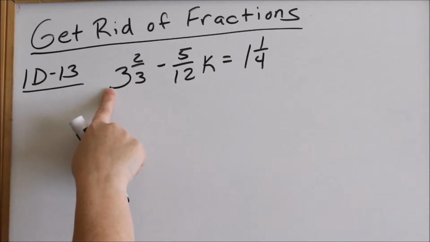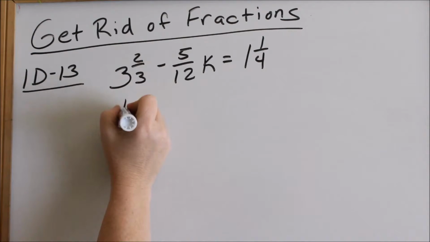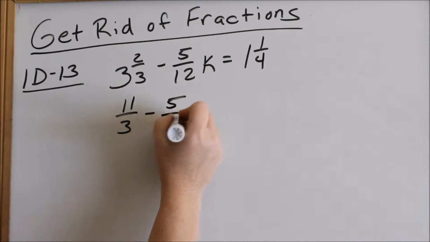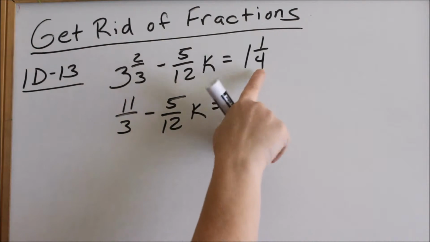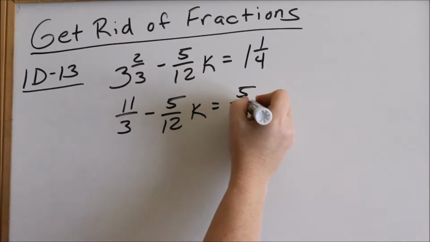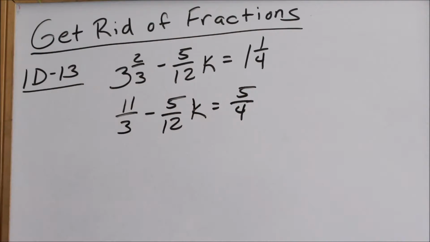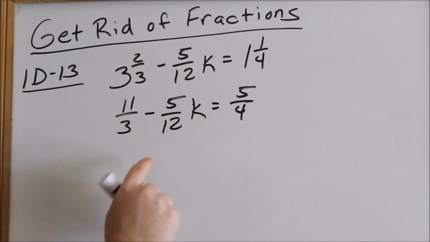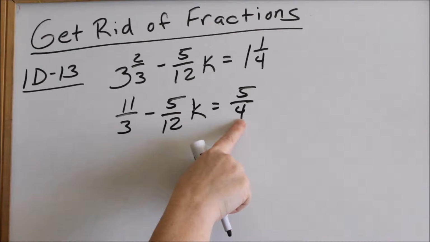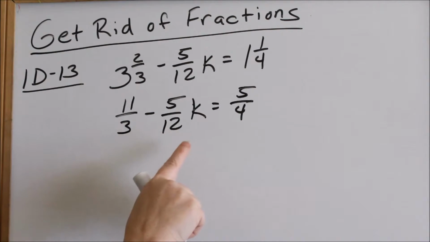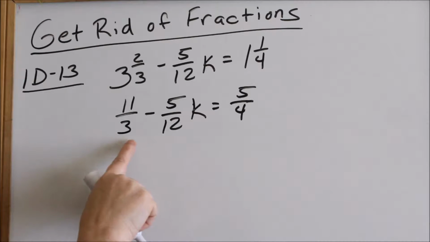Okay, 3 times 3 is 9, plus 2 is 11, so that's 11 thirds. Rewrite your minus 5 twelfths k. 4 times 1 is 4, plus 1 is 5, so that would be 5 fourths. Now to get rid of your fractions, you want to multiply each term by something that will make your denominators cancel. You can go through the process of making common denominators, but in my opinion, it's easier to get rid of fractions.